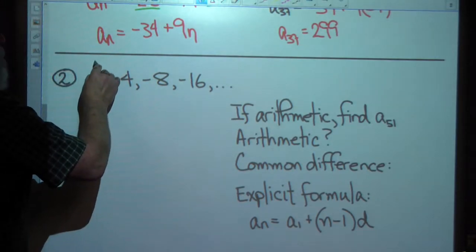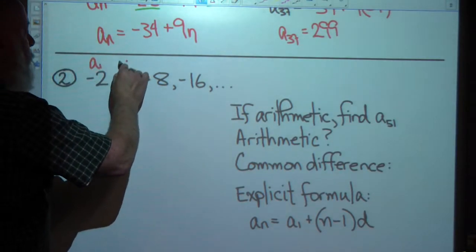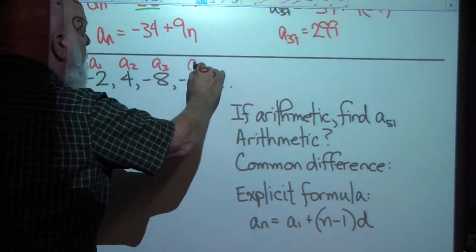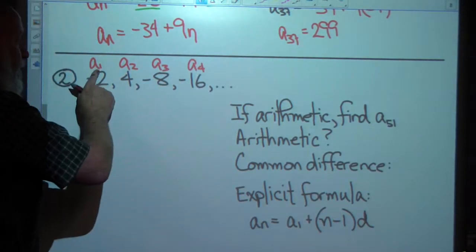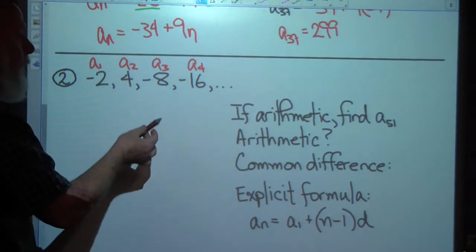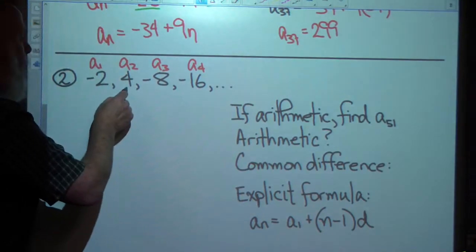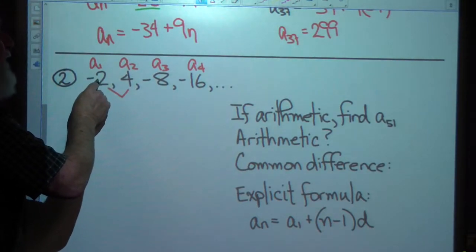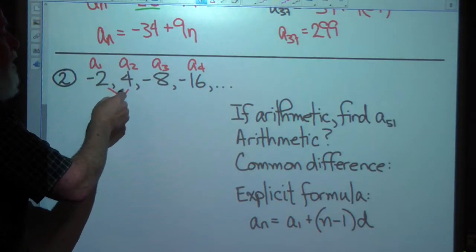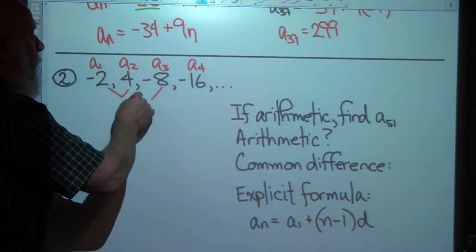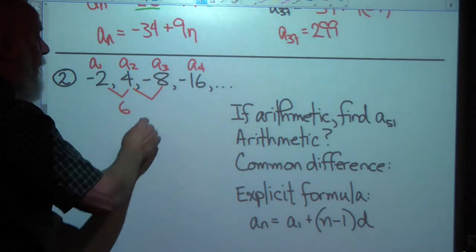Okay, here we go. I've got a sub 1, a sub 2, a sub 3, a sub 4, and so forth and so on. It's the first term, second term, third term. I'm going to see if it's arithmetic. Is it arithmetic? Well, I got 4 minus negative 2. That would be 4 plus 2, that would be 6. I got negative 8 minus 4. That's negative 12.